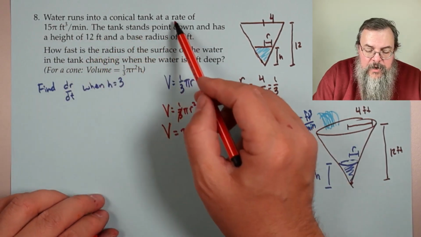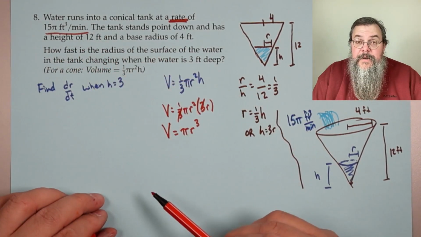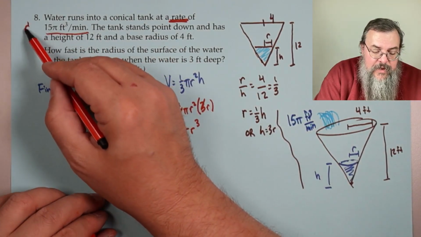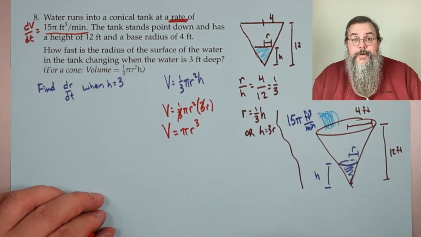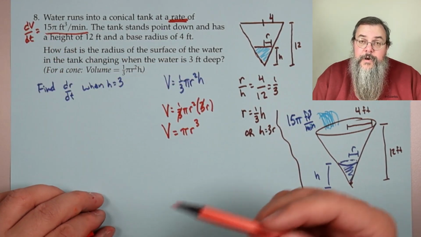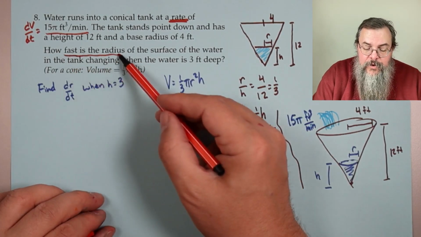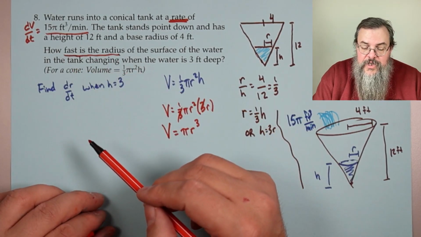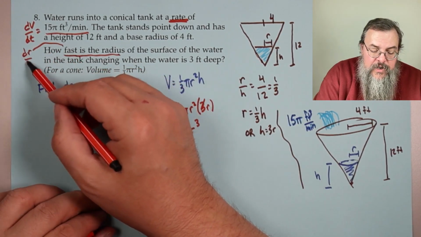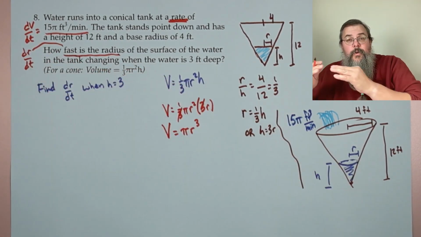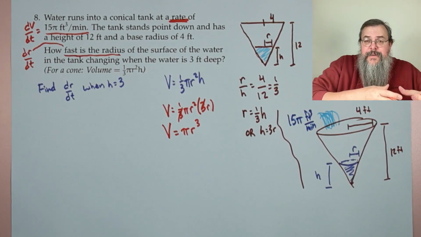Water is coming in at a rate of 15 pi cubic feet per minute. This is a change in volume. So they gave us a rate for volume. What are we looking for? We're talking about how fast the radius is changing. So that is a change in radius, dr/dt. So while we have a rate for volume, we want a rate for radius.